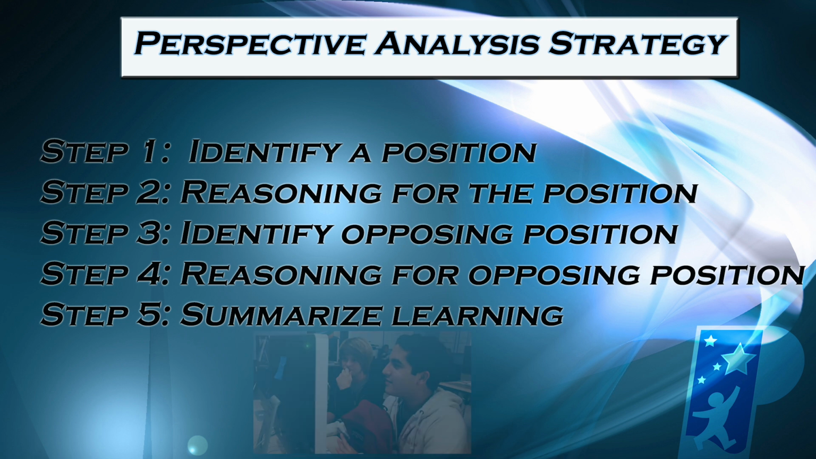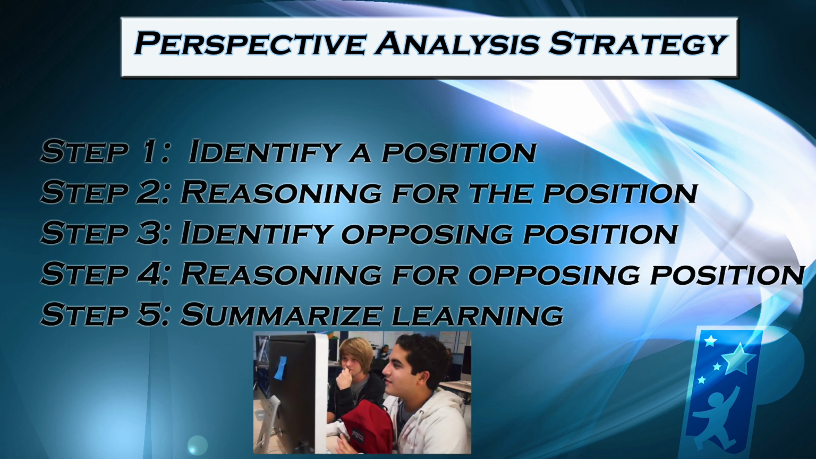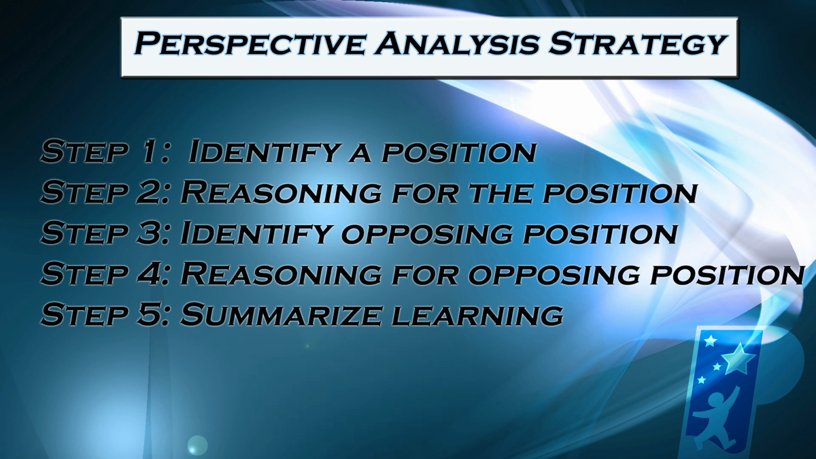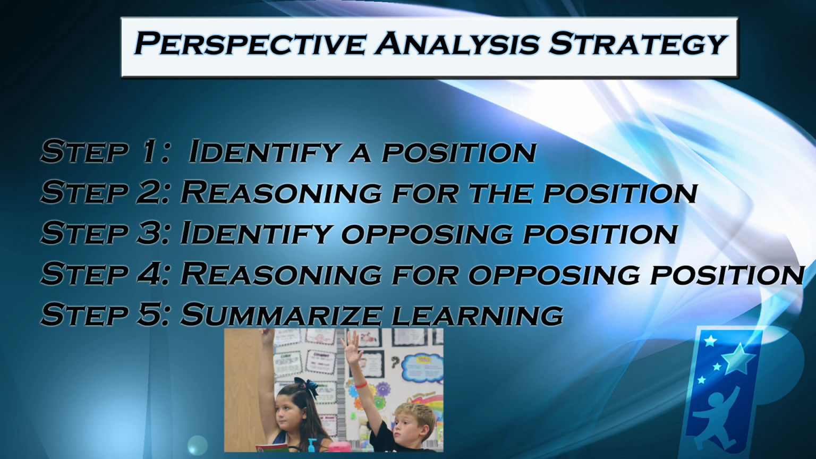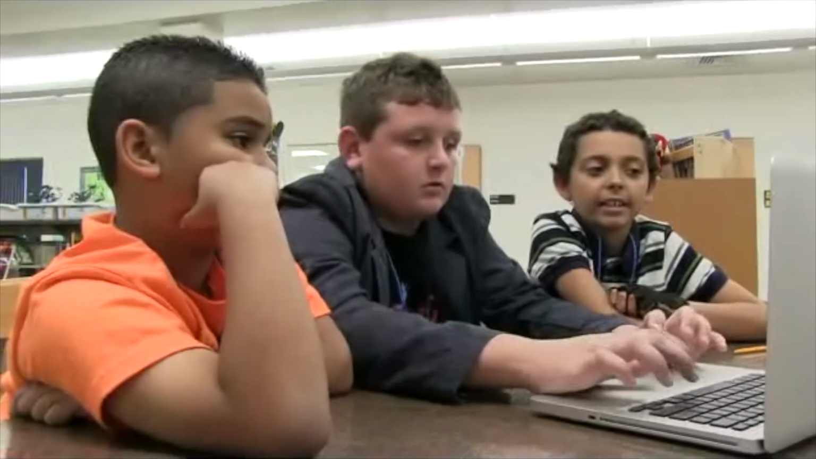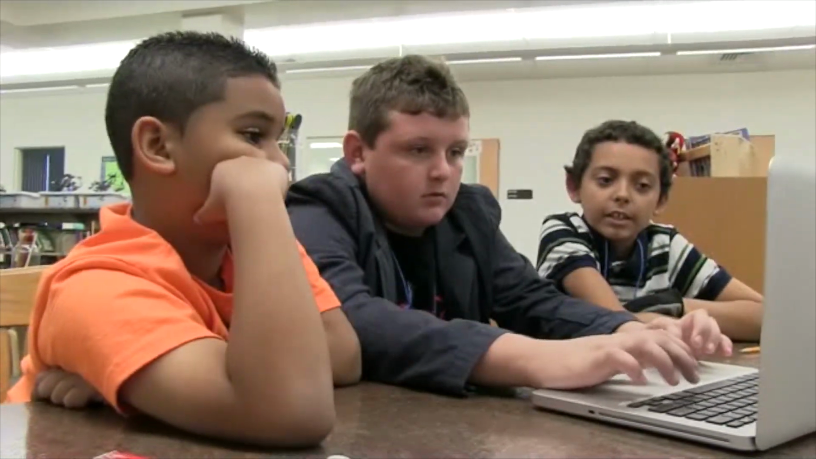Step 3, identifying an opposing position. What is another way of looking at this? Step 4, describing the reasoning behind the opposing position. Why might someone else hold a different opinion? And step 5, when you are finished, summarize what you have learned. What have I learned? The teacher needs to intentionally plan on how they will group students together to engage in this strategy.